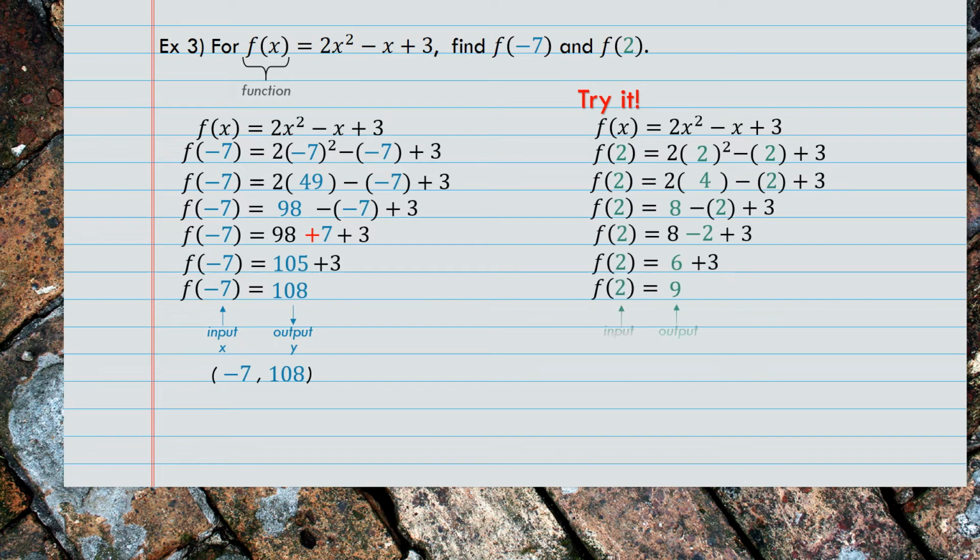Let's see how you did. Hopefully you found the result of f of 2 to equal 9, which corresponds to the ordered pair 2, 9.